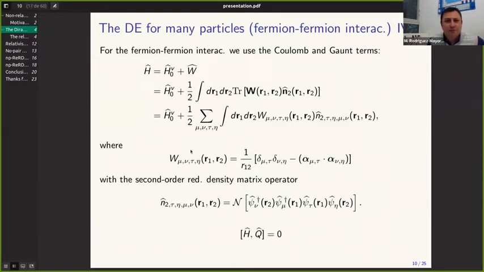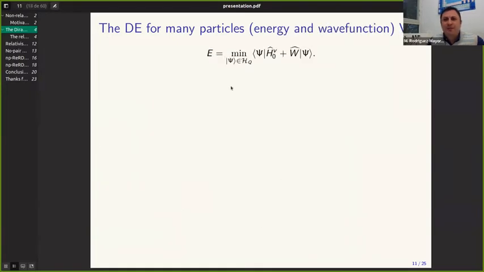It's easy to check that this Hamiltonian, including the interaction, still commutes with the charge operator. And therefore, we can actually minimize our energy for all wave functions for a particular charge sector for this Hamiltonian.